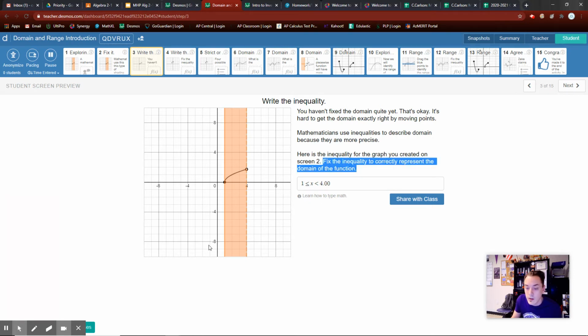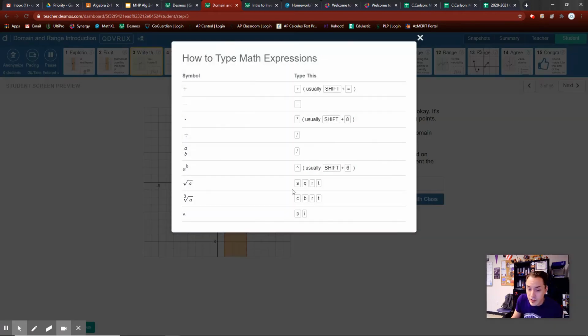So I want to write the inequality. You can click on this, and it's awesome because it actually teaches you how to. A lot of students told me, how do you type this in or how do you type that in? This is how you type in math expressions on Desmos, by the way.